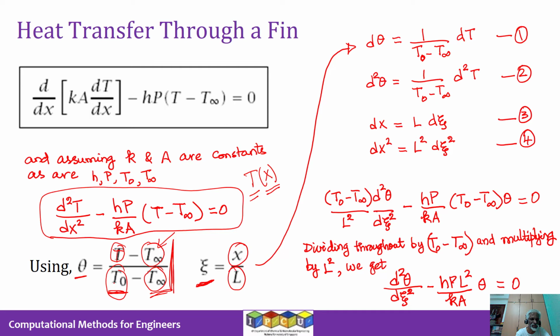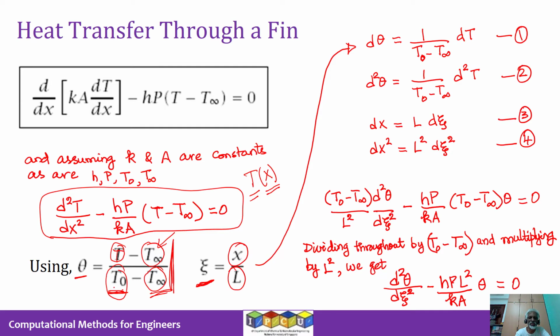Again, at the base of the fin, T will be equal to T naught. Therefore, at the base of the fin, that means at psi is equal to 0, theta will be equal to 1. So these are things that have to be borne in mind.